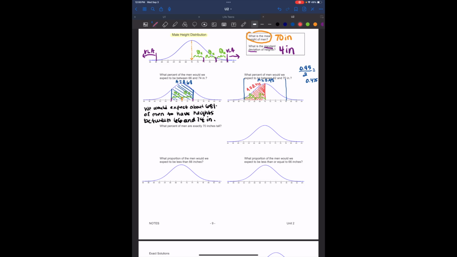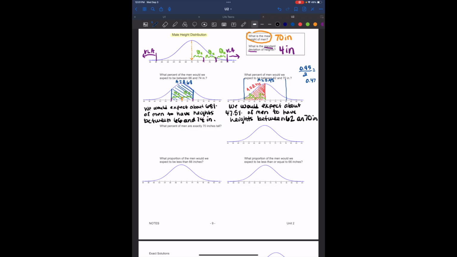And so to answer this question, we would expect about, and we're going to change it to a percent, 47.5% of men to have heights between 62 and 70 inches. Yay! See how the empirical rule helps us to give a quick gut feeling for what's going on with this data distribution. All right, next question.